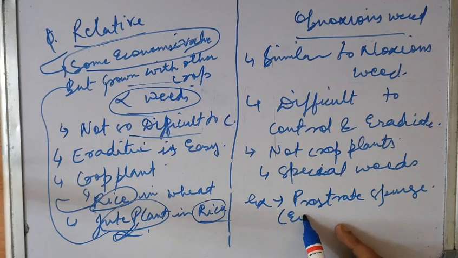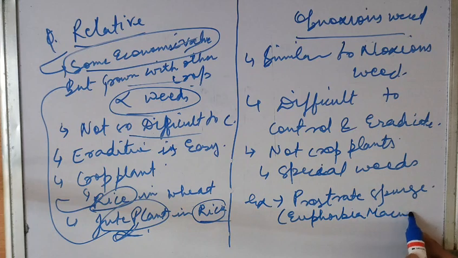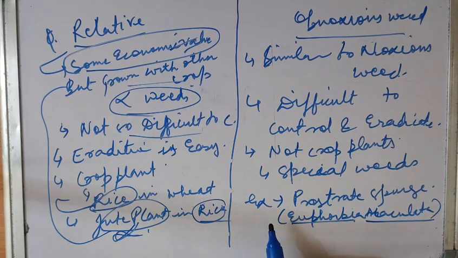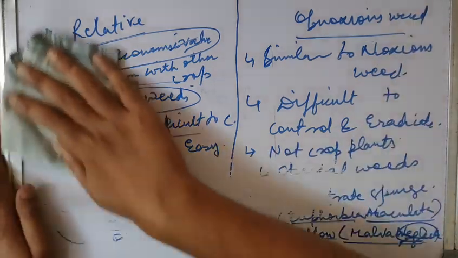Its biological name is Euphorbia maculata. Another example you can give is common mallow, whose biological name is Malva neglecta. Sorry, this is the small name. Malva neglecta. We need to neglect this common mallow. So these are the differences between relative and obnoxious weeds. Hope you all understood it.